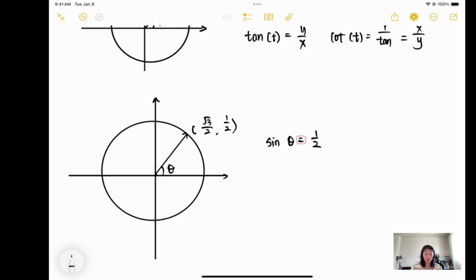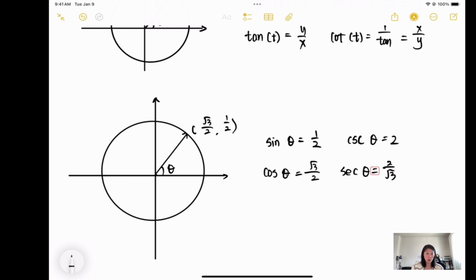If we know sine theta, that means we will know the reciprocal of sine theta, which is our cosecant theta, and the reciprocal is 2. And then we have cosine theta, which is square root of 3 over 2. Then the reciprocal, which is secant theta, is the flip, which is 2 over square root of 3.